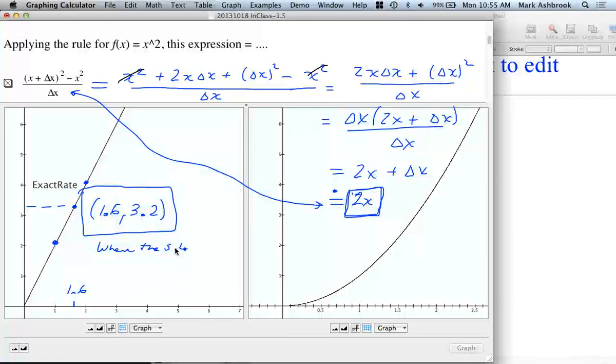So when the side length is 1.6, let's make big squares, how about kilometers? When the side length is 1.6 kilometers, what can you say? The area is 3.2 kilometers. The area is 3.2 kilometers squared. Is that right?